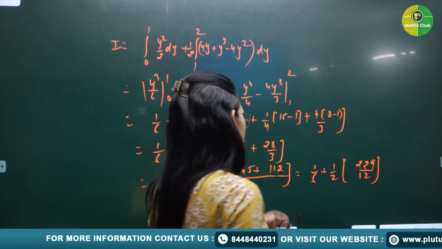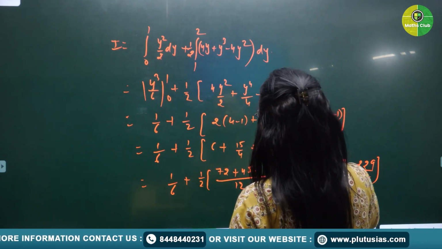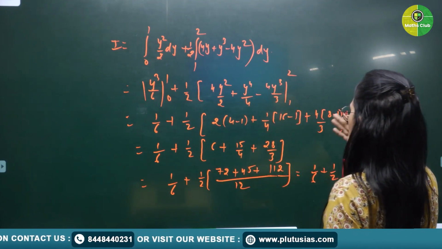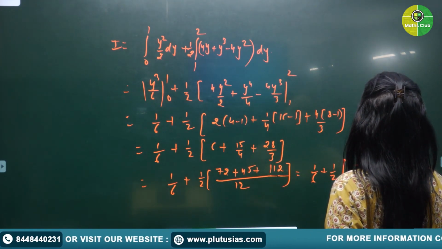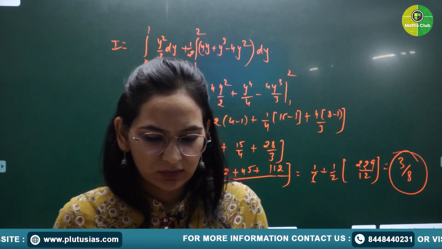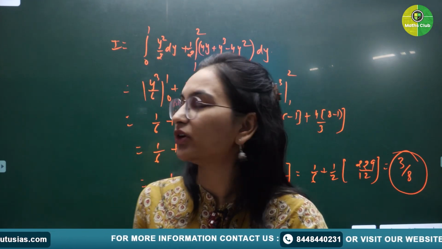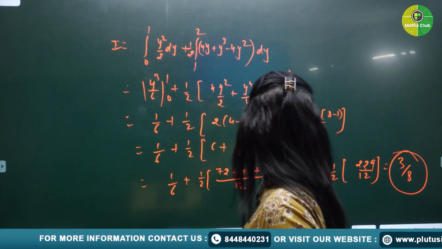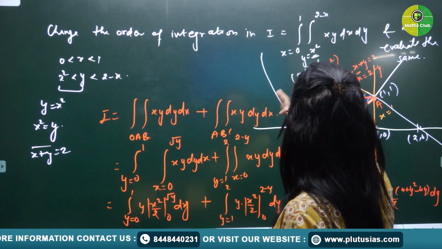And if it is, then okay. Otherwise check the calculations. It should turn out to be 3 by 8. Okay, so this is how you need to do change in the order of integration.